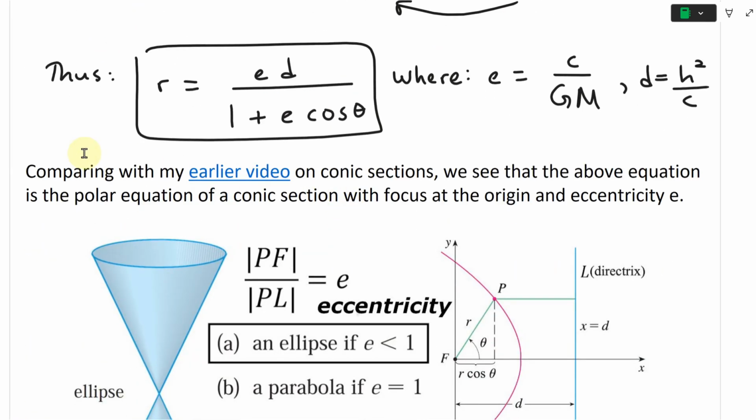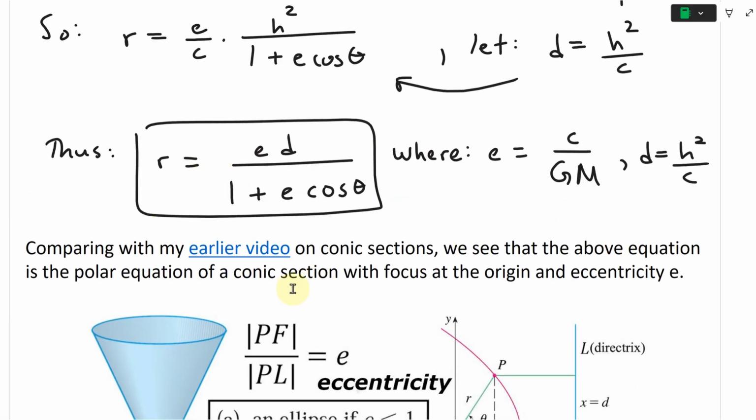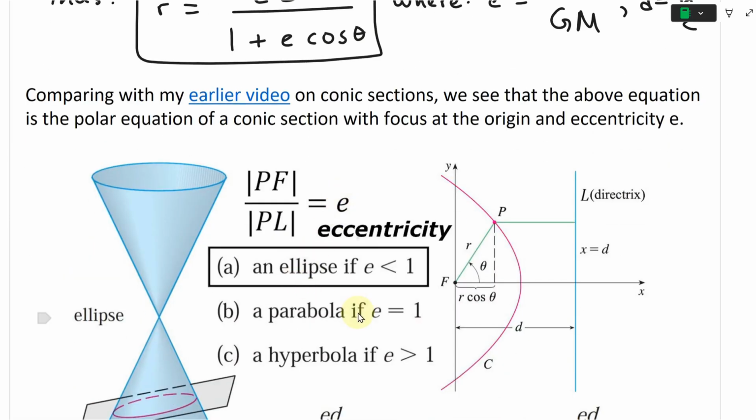All right, so basically now comparing with my earlier video on conic sections, we see that the above equation is the polar equation of a conic section with focus at the origin and eccentricity E. In other words, if we have an ellipse, E is less than 1 there. Here's the thumbnail from my earlier videos, link to the notes there.